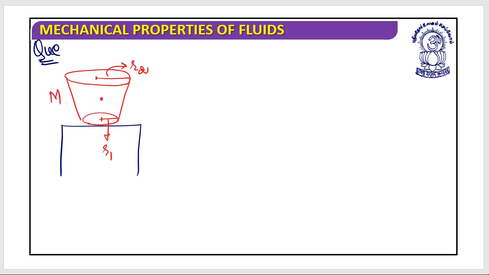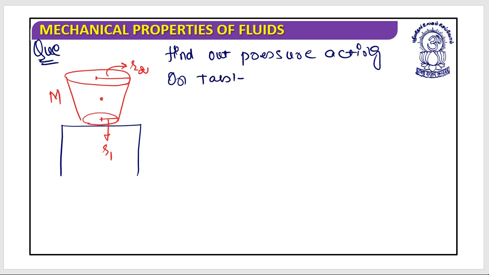So they can ask me to find the pressure acting on the table. Again, I'm having only one relation: pressure is equal to force by area. The force acting is mg.